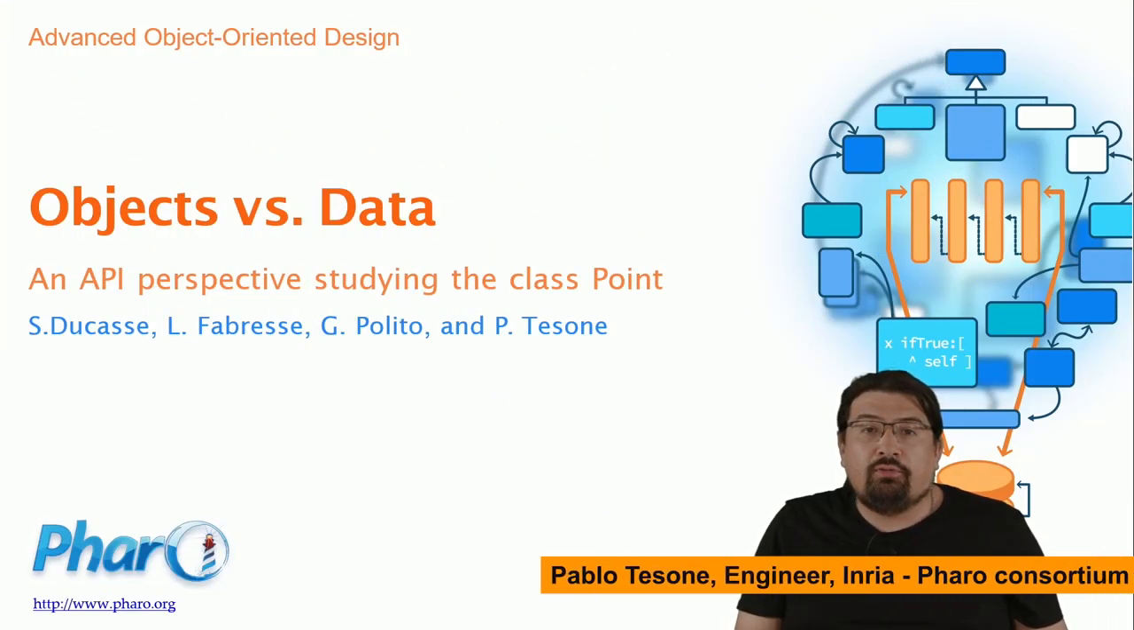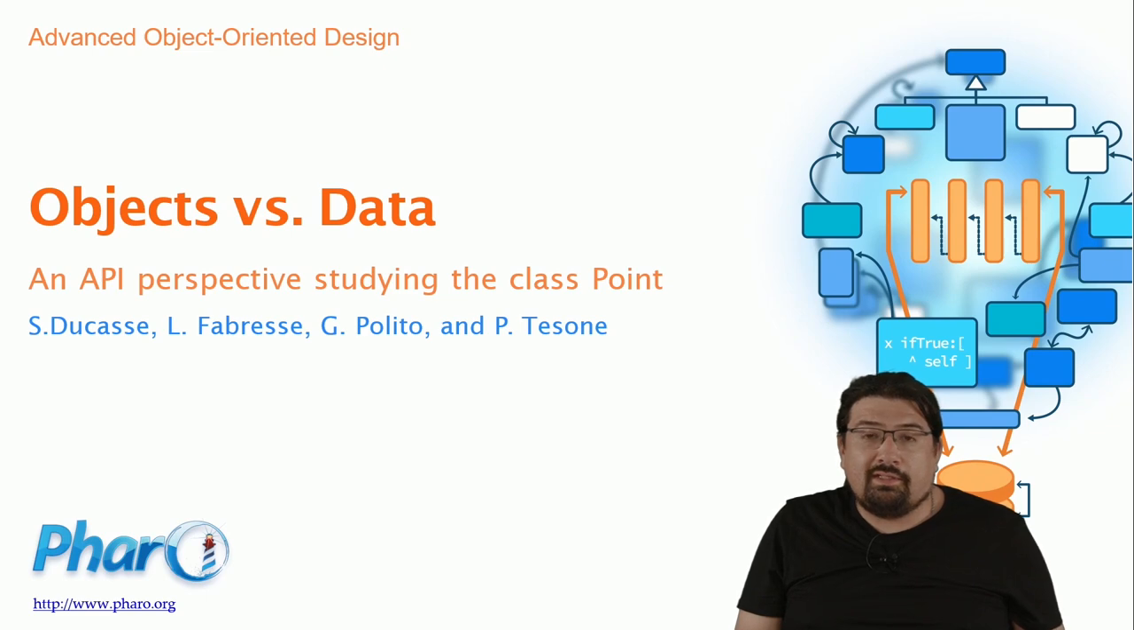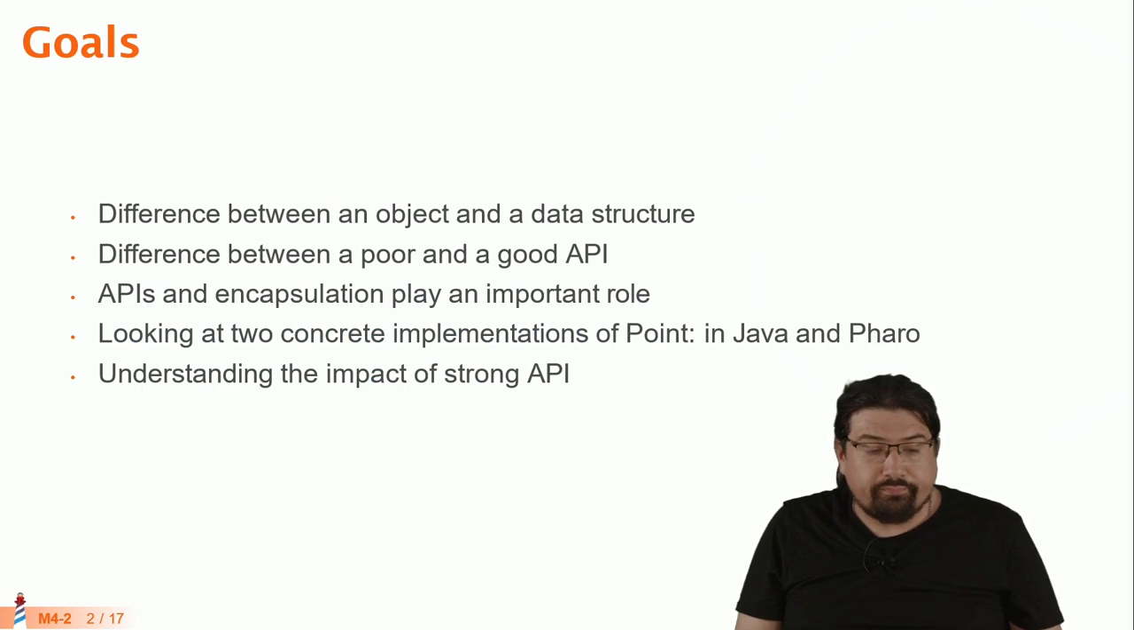Hello and welcome to this lecture. In this lecture, we are going to study the difference between having objects and having data structures. Yes, we are going to see how the API exposed by a class and its instances affects how the client uses them and how our code is structured.